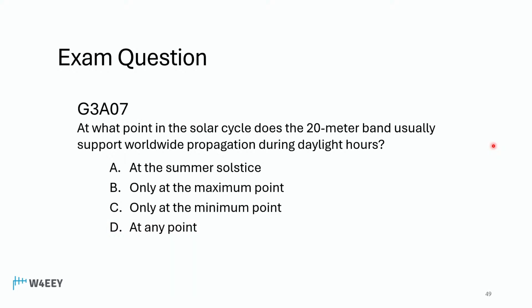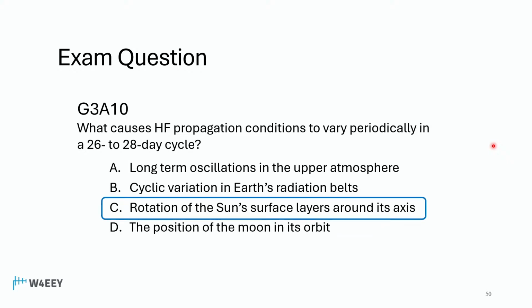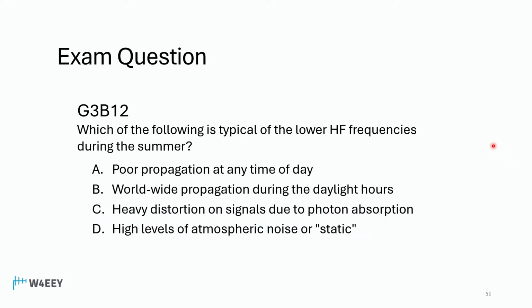At what point in the solar cycle does the 20-meter band usually support worldwide propagation during daylight hours? Delta. At any point. So 20 is a good go-to band any time of the solar cycle. What causes HF propagation conditions to vary periodically in a 26 to 28 day cycle? Charlie, rotation of the sun's surface layers around its axis.